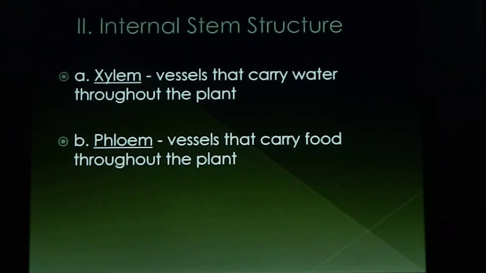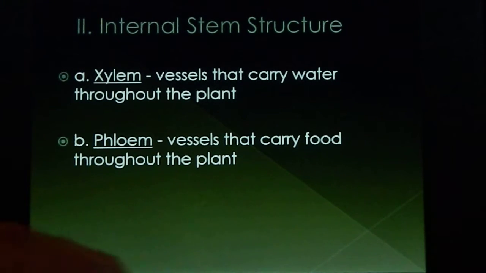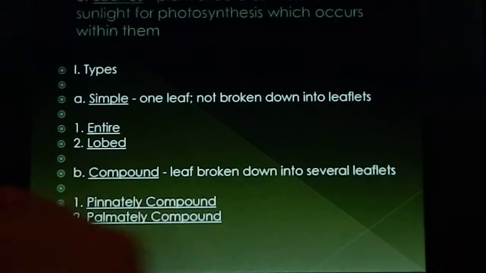So xylem usually takes water from the roots to the leaves for photosynthesis, and then phloem takes the food from photosynthesis down to the roots for storage. Also, some of that is also taken to areas for use of growth and things like that. So xylem carries water, phloem carries food. And those are the vascular tissue.